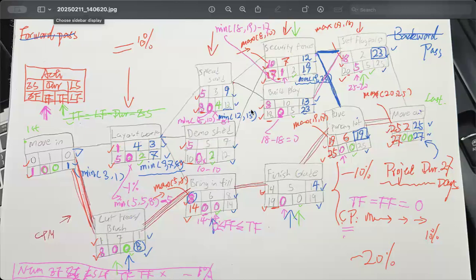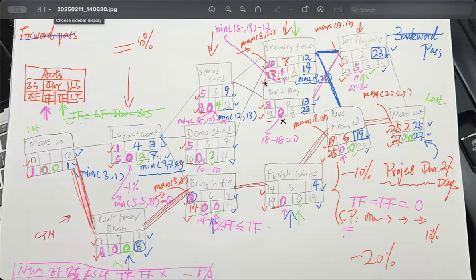Whenever I'm looking at mine, I'm following along and I see where I went wrong. I think it was just because I got confused on the formula. When you're trying to find the free float, like for the security fence one, you're supposed to take the early start time for this one, 18 here, and this one, 19 here, find the smallest one and subtract its 17 here.